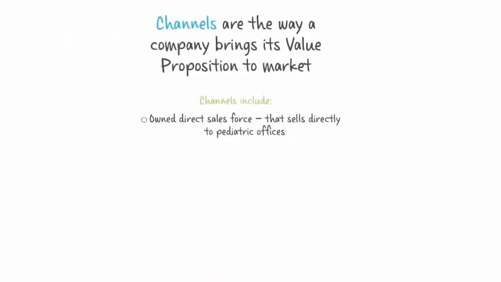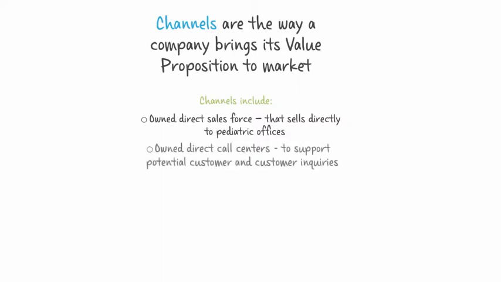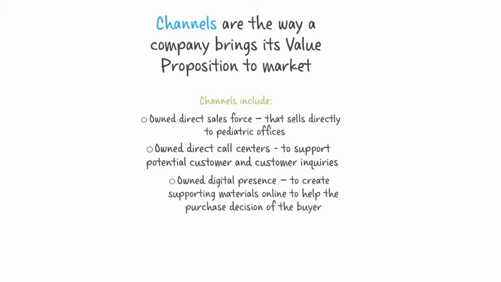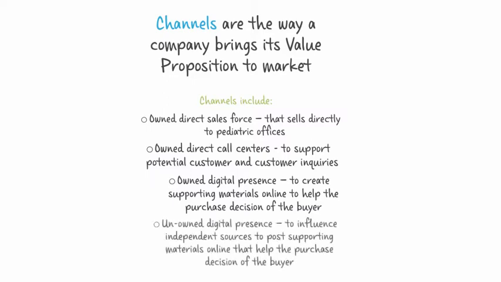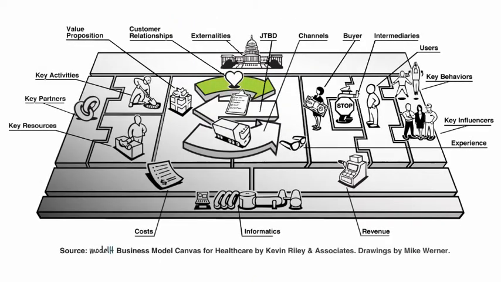In this business model example, the channels include an owned direct sales force that sells directly to pediatric offices, an owned direct call center that supports potential customers and customer inquiries, and an owned digital presence to create supporting materials online to help the purchase decision for the buyer. In addition, there are several unowned digital channels that influence independent sources to post supporting materials online that also help the purchase decision of the buyer.